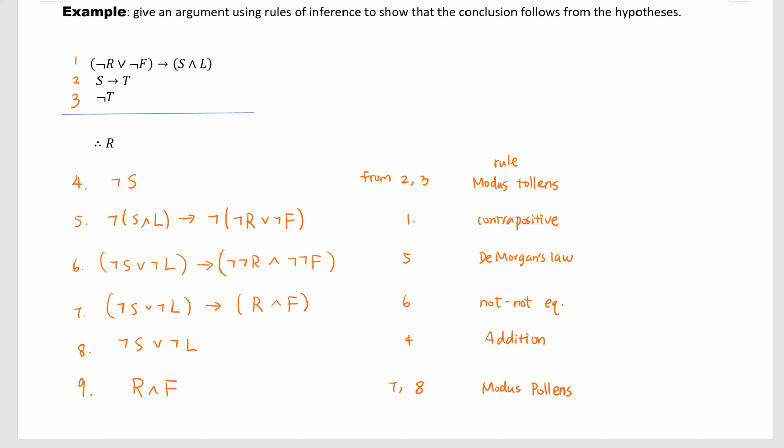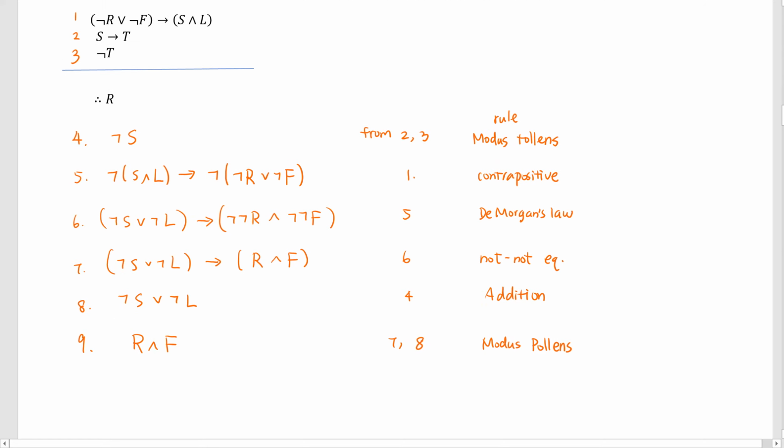P implies Q, P is true, so Q is also true. Okay, R and F, almost there. R and F implies R. This is from number 9, and what we're using is simplification. If R and F are happening, then R is happening. And this is how we get the conclusion.